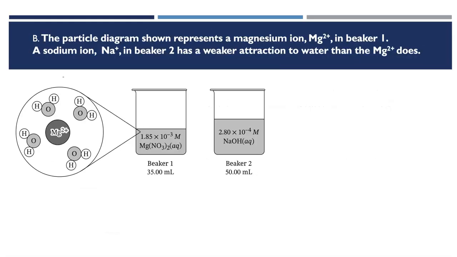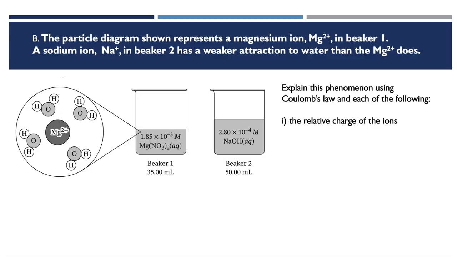Part B continues. The particle diagram shown represents a magnesium ion, Mg2+, in beaker 1. A sodium ion, Na+, in beaker 2 has a weaker attraction to water than the magnesium ion does. So we've got a magnesium ion here. The close-up is a magnesium ion surrounded by 4 water molecules, and you'll notice the oxygen portion of the water molecules is closer to the cation. Explain this phenomenon using Coulomb's law in each of the following.